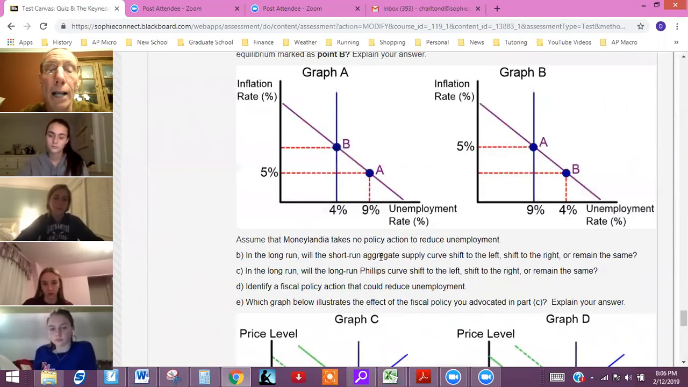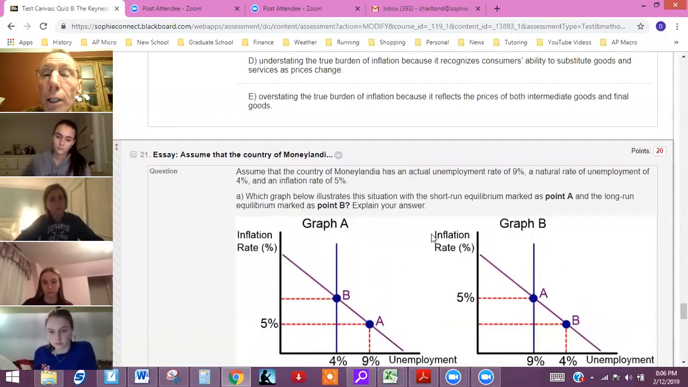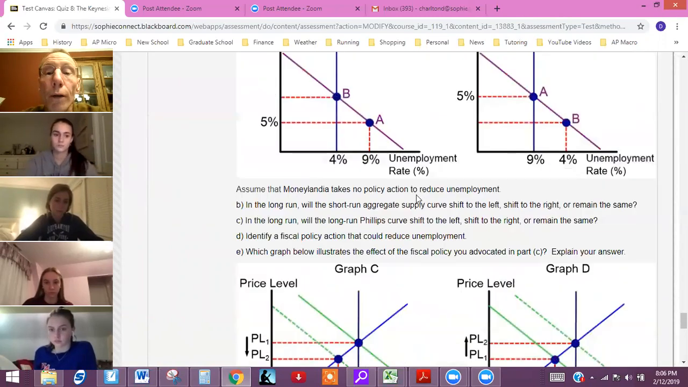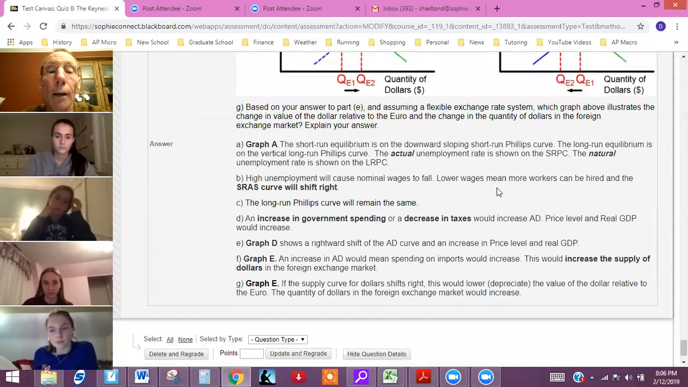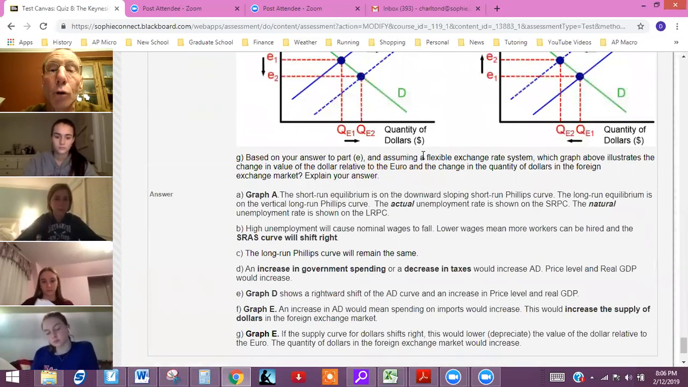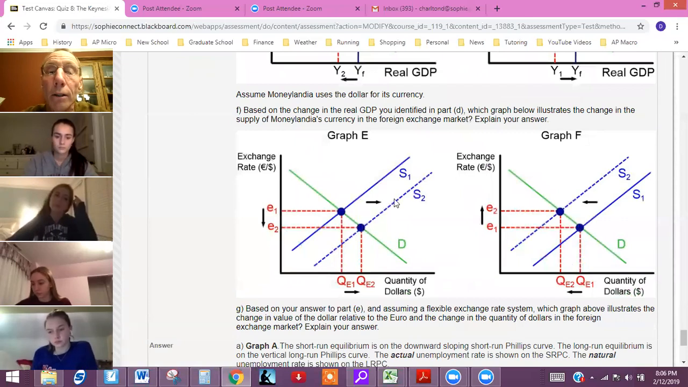Then I ask, in the long run, will the short run aggregate supply shift to the left or the right? Well, if we're at a point where we have high unemployment, then in the long run the wages are going to fall, and you're going to see a shift to the right, which is going to bring employment. So you'll see a shift to the right.